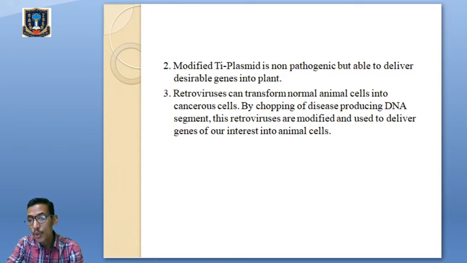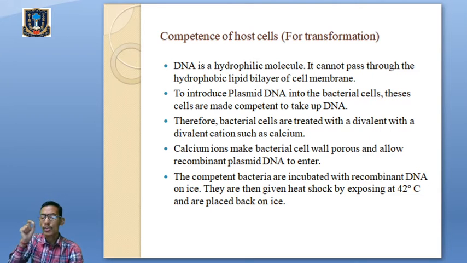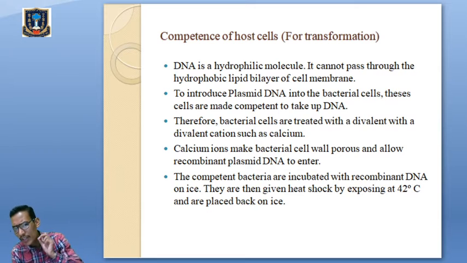So now how will those E. coli cells or the bacterial cells be made competent to take up those recombinant DNA and undergo transformation? We will now learn that. So, competence of host cells, the transformation process. Since DNA is a hydrophilic molecule, it cannot easily pass through the hydrophobic bilayer of the cell membrane, and to introduce the plasmid DNA into the bacterial cells, these bacterial cells need to be made competent in order to take up those recombinant DNA.